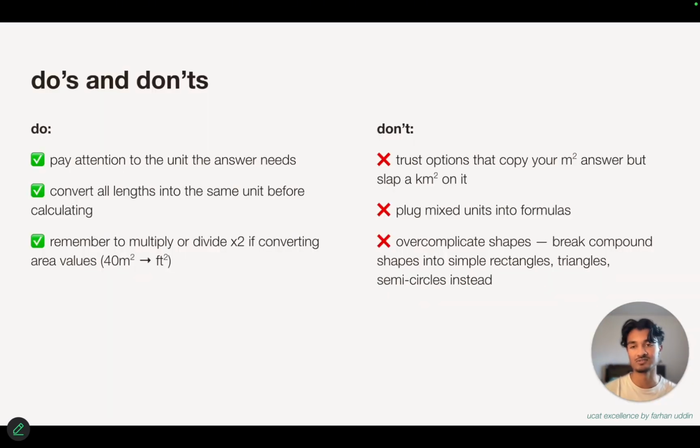So here's the do's and don'ts. Do pay attention to the unit the answer needs. Do convert all lengths into the same unit before calculating, or after, if you can keep that in mind. And do remember to multiply or divide something twice if converting area values, for example, meters squared to feet squared. Don't trust options that copy your meter squared answer but slap a kilometer squared on it. It means that we've gone wrong somewhere. Don't plug mixed units into formulas, and don't overcomplicate shapes. Break compound shapes into simple rectangles, triangles, and semicircles instead.